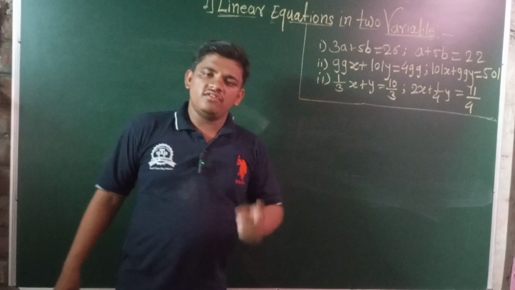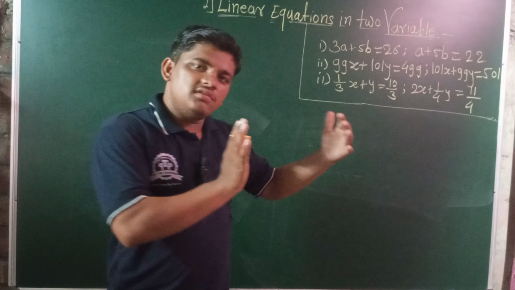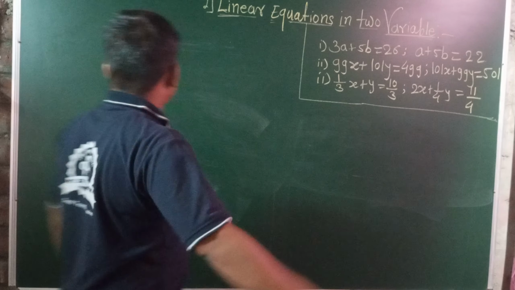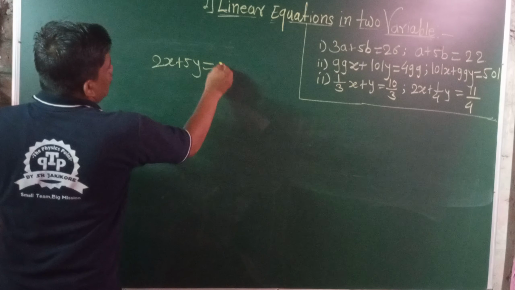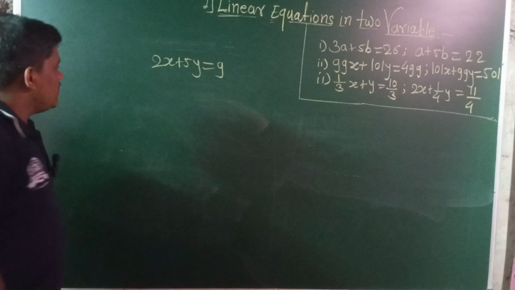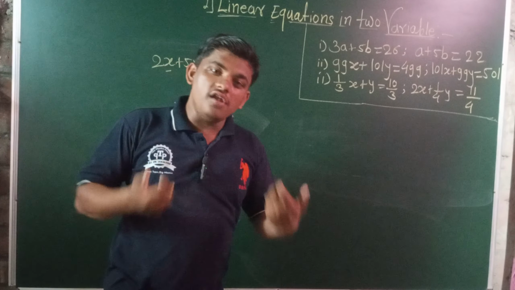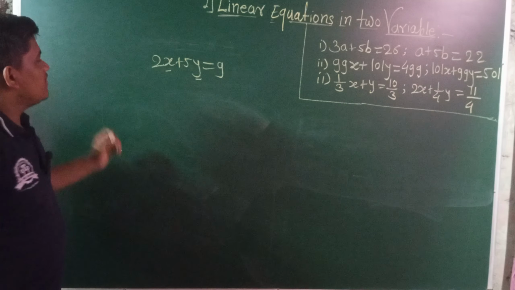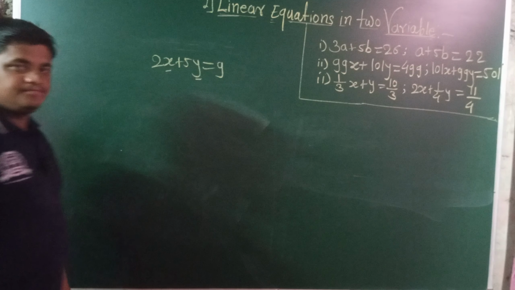We know that a linear equation has degree 1, and variables are unknown values which we represent with letters. These unknown values are taken twice, as 2 different values. That means 2x plus 5y equal to 9 is a linear equation in 2 variables. What is meant by 2 variables? x and y are 2 different unknown values represented by 2 different letters. These are known as 2 variables.